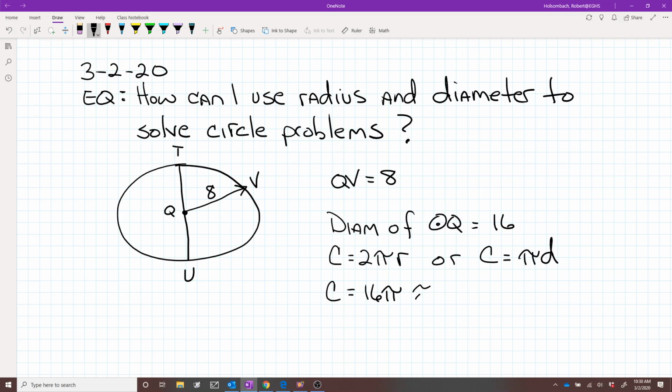Alright, so 16 pi means 16 times pi, and then in your calculator do 16 times, use the pi button and hit equals, and I got 50.27. So 16 was the diameter, 50.27 was the circumference. Any questions there?